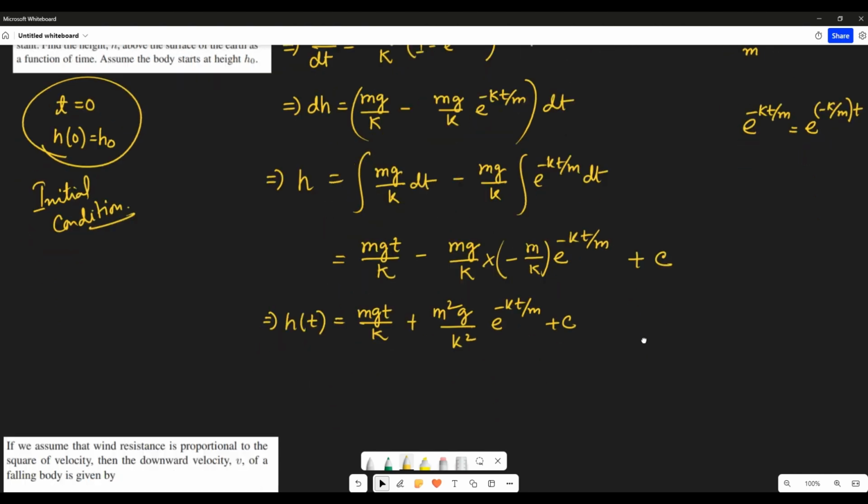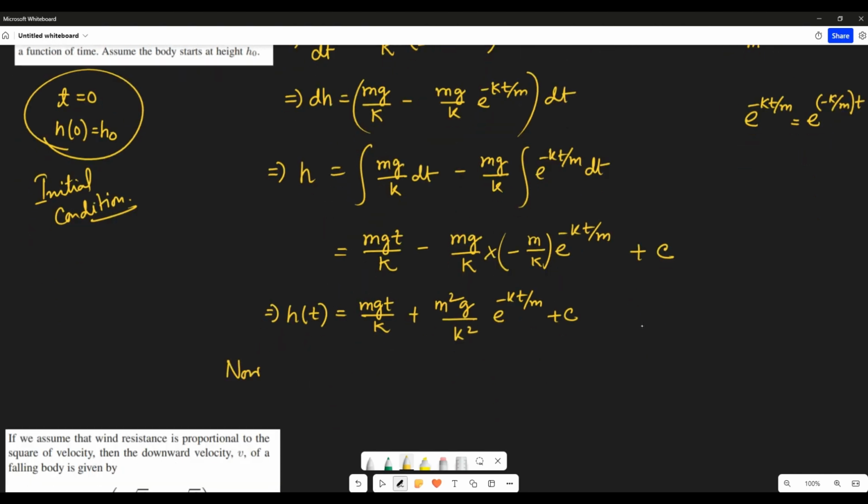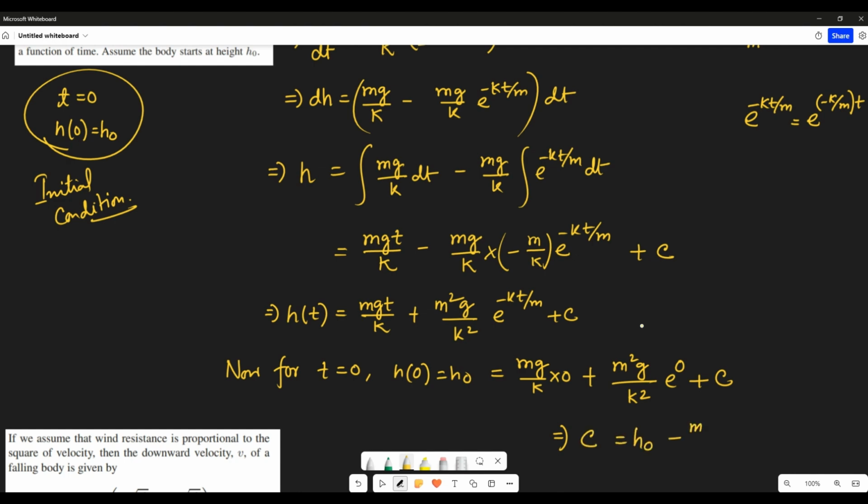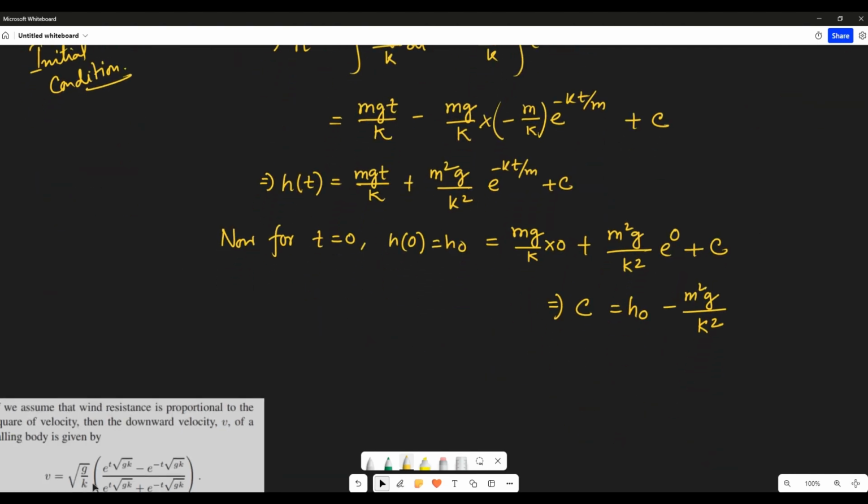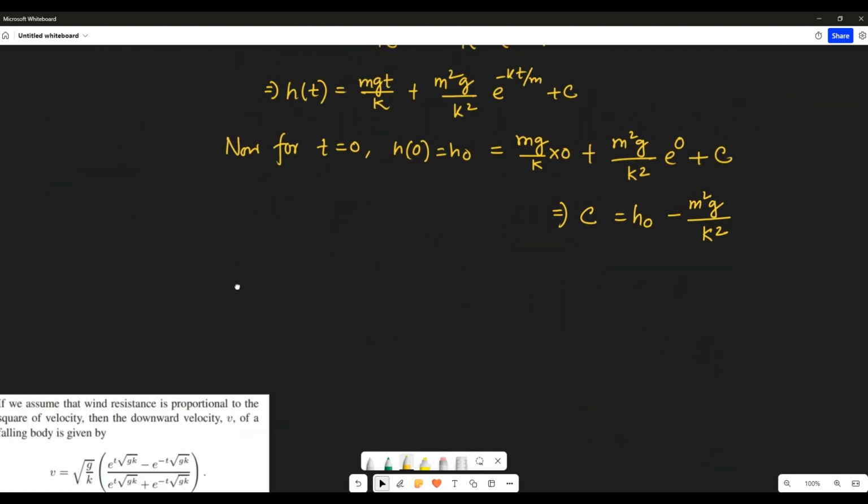Okay. Now for t equal to 0, we have h of 0, that will be h naught, that can be expressed as mg by k times 0 minus m square g by k square e to the power of 0 plus some constant c. So you can find our c will be h naught plus m square g by k square. Okay, now this is our equation 1, and this is our equation 2.